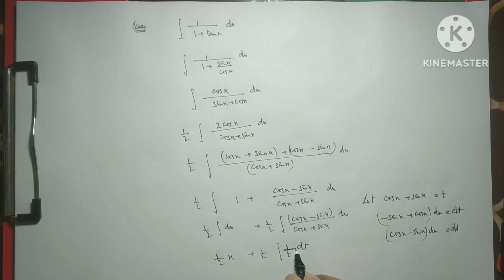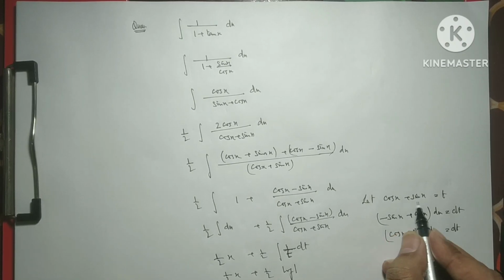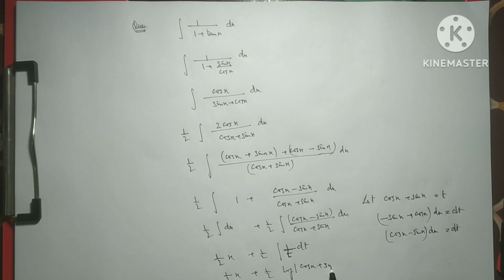So this is the formula of log t when we integrate 1 over x dx. So we get the expression in terms of log. So it is log of t, and t is cos x plus sin x. So this is the answer.